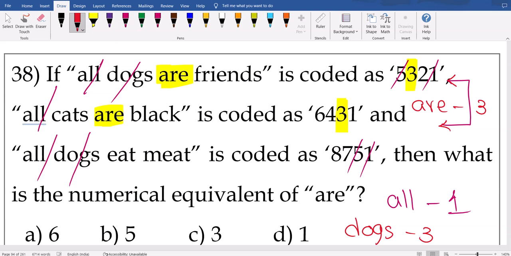"R" is nothing but 3. Position, no, we are not worrying about position. It's all about comparison.